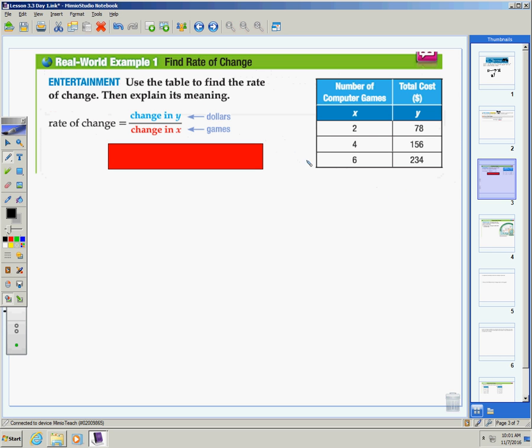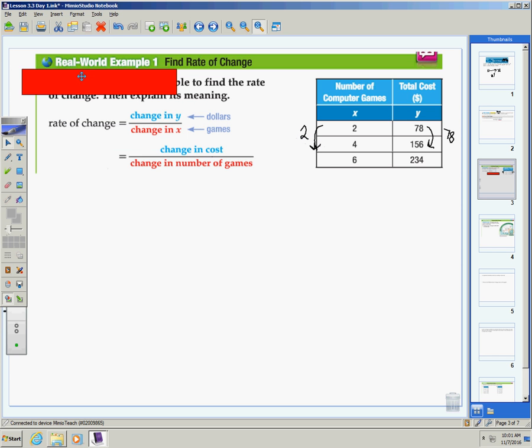So if we had this table and I wanted to find the rate of change, all I would have to do is figure out the change in y over the change in x, and then that would be just fine. So the first thing I do is from 78 to 156, how much does y change? Y changes 78. And from 2 to 4, how much does x change? It changes by 2.